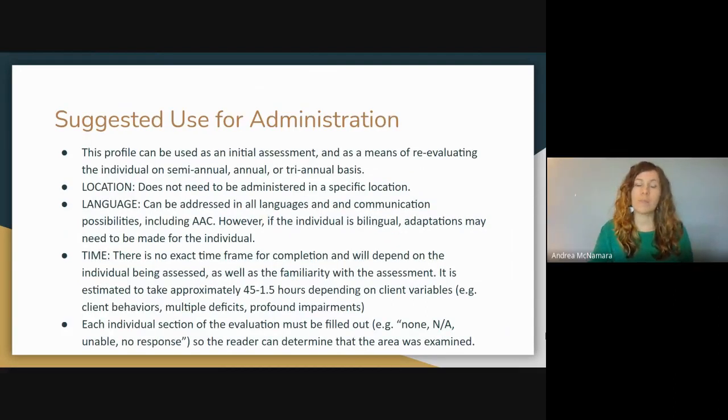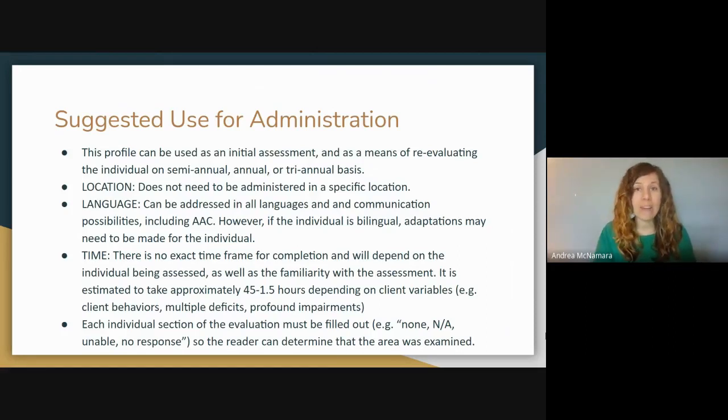So, this assessment can be given as your initial assessment, and it can be used as a means of reevaluation. You can also give it on a semi annual, annual, or triannual basis. It doesn't have to be administered in any specific location.